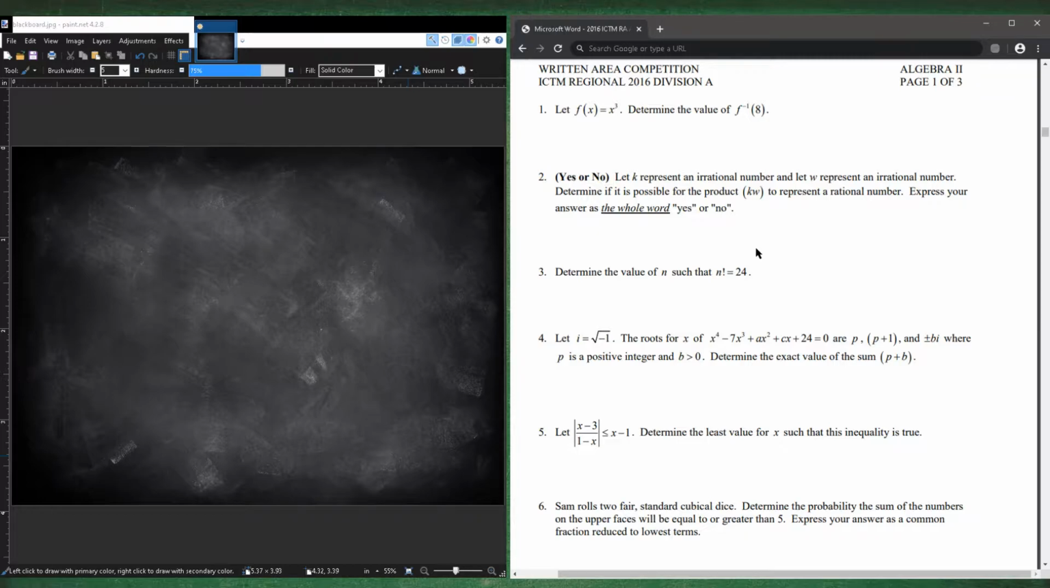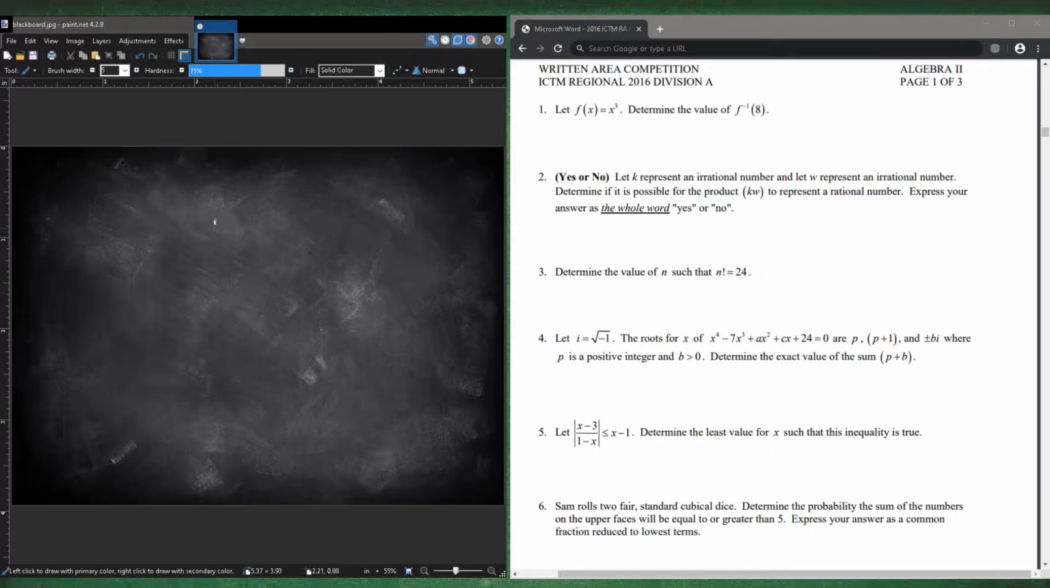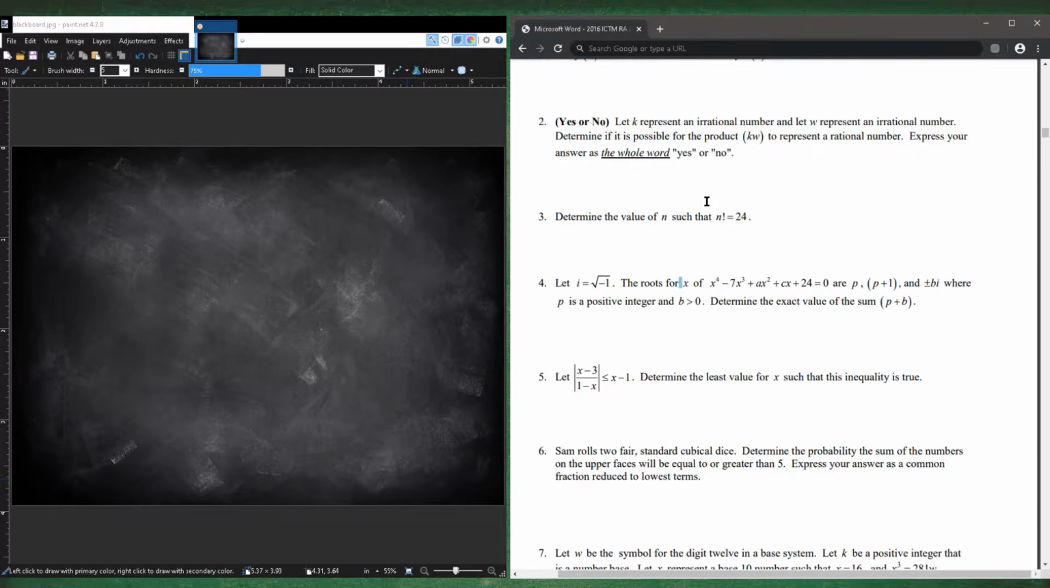Okay. Let K represent an irrational number and let W represent an irrational number. Is it possible for the product of KW to represent a rational number? If you don't know, it's going to be yes. The reason is, let's say an irrational number would be square root 3. That's irrational. So let's say both K and W are square root 3. If you multiply them together, that's 3. That's rational. And that's the reason why. So 2 is definitely a yes.